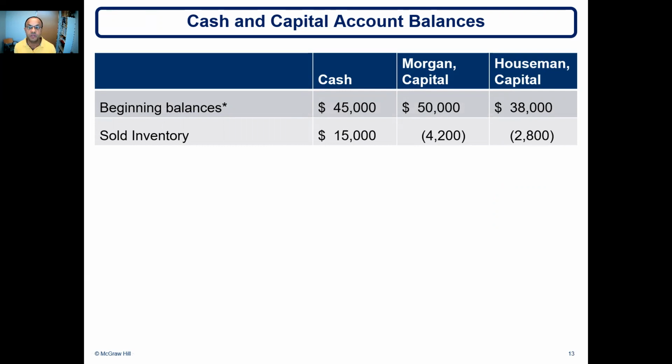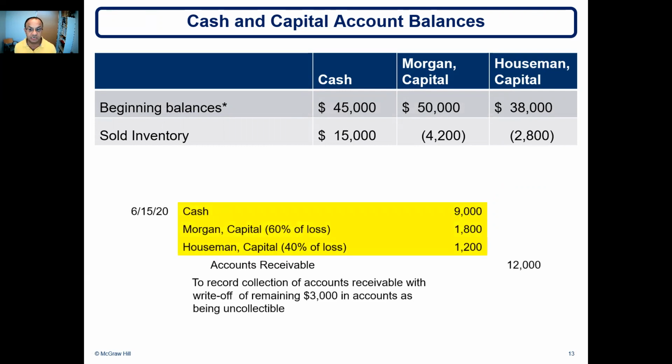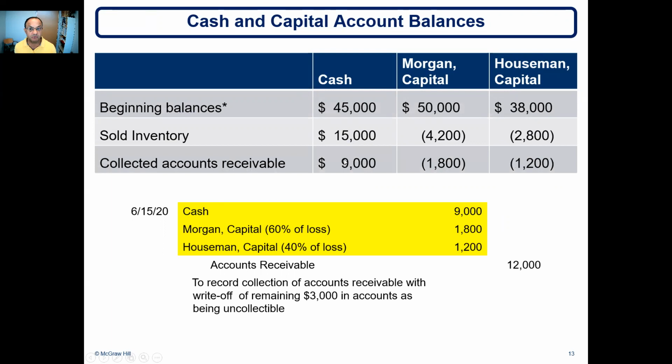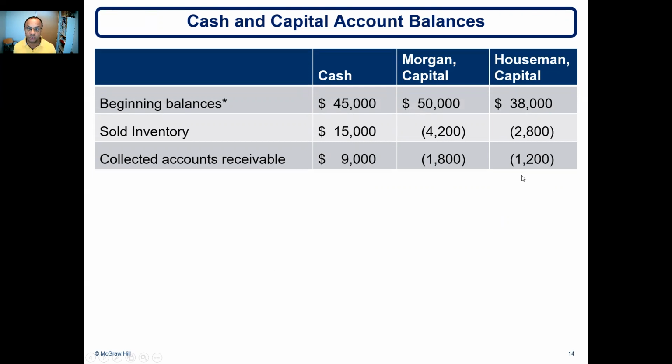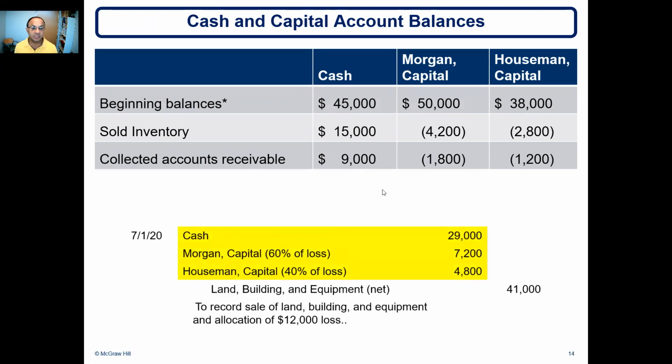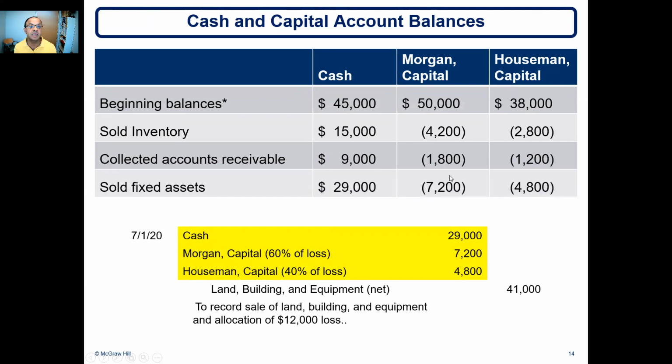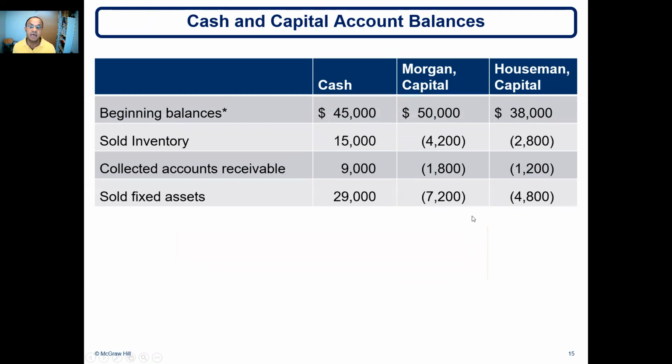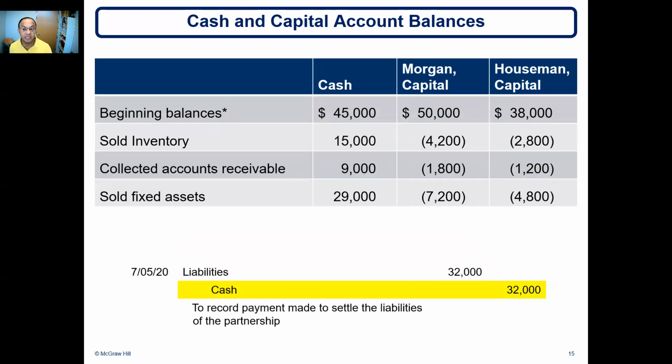And then we continue. We made collection of accounts receivable, which is similar to the inventory. The cash is debited by 9,000 and their balances are credited. So here we put 18 and 12 with a minus as we did in the inventory. Then we continue. Then we sold the property, plant, and equipment by 29. And then we made losses, which have been assumed by Morgan and Houseman. And then we paid the liability. And when we come to the liability, it didn't affect Morgan or Houseman account.